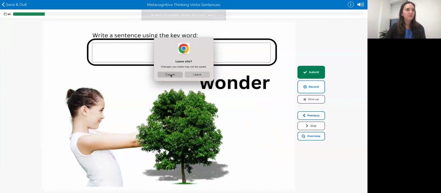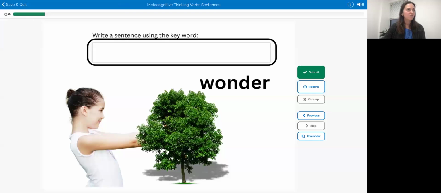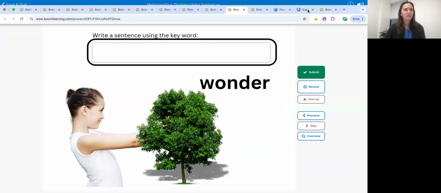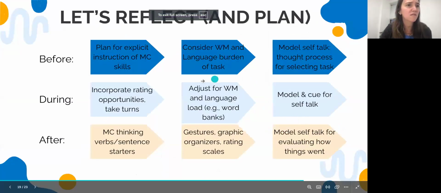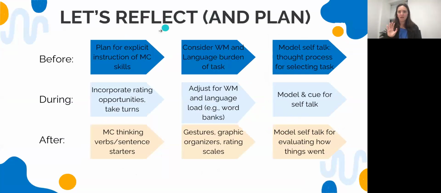Oops. Here on my screen. Okay, sorry. Something on my screen looked like it shifted back over to Boom. Are we good? Okay, I hope so.